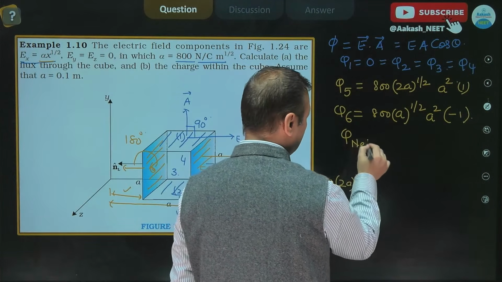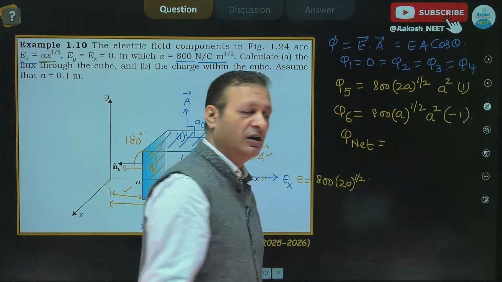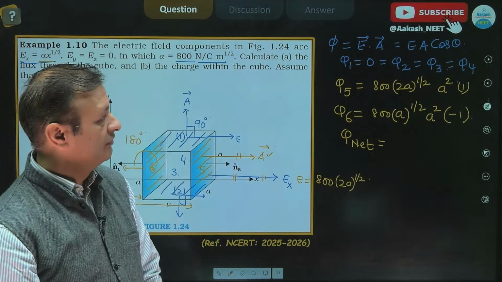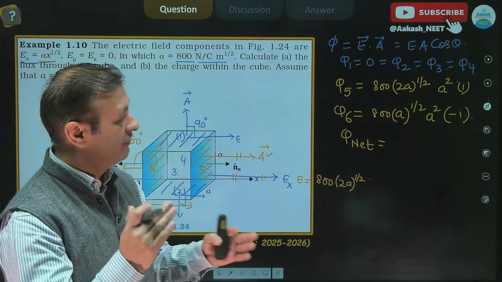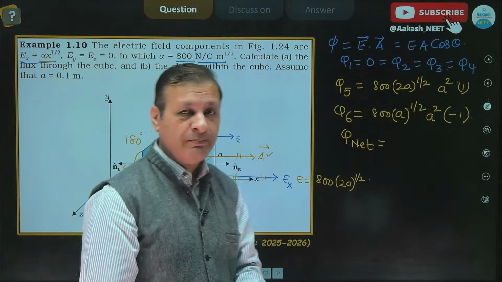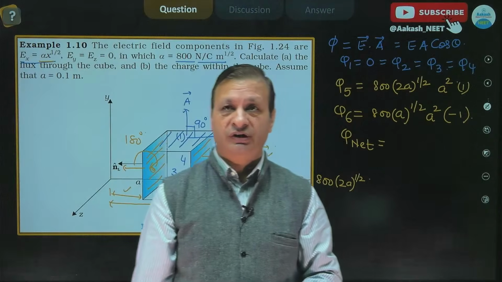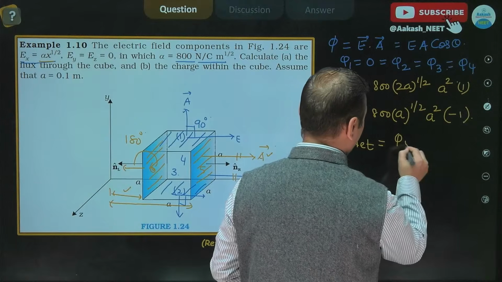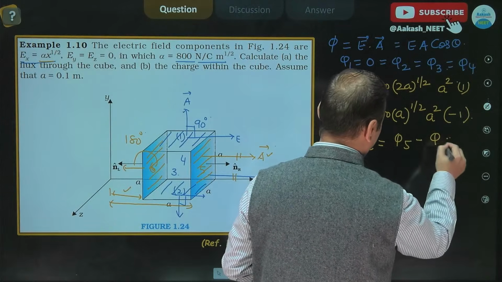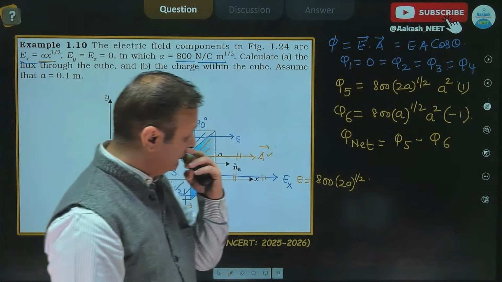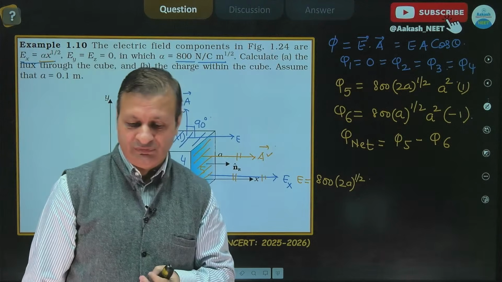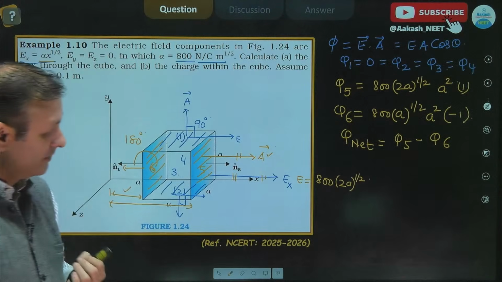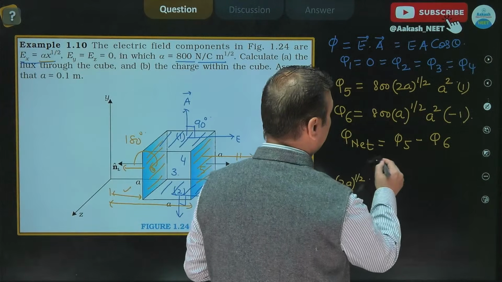The net flux, flux being a scalar quantity, would be the sum of all the fluxes from surfaces 1, 2, 3, 4, 5 and 6. But we have already proved the flux through the 4 surfaces is 0. So the net flux would be flux through surface 5 minus flux through surface 6. Do we understand? And you simply put the values.